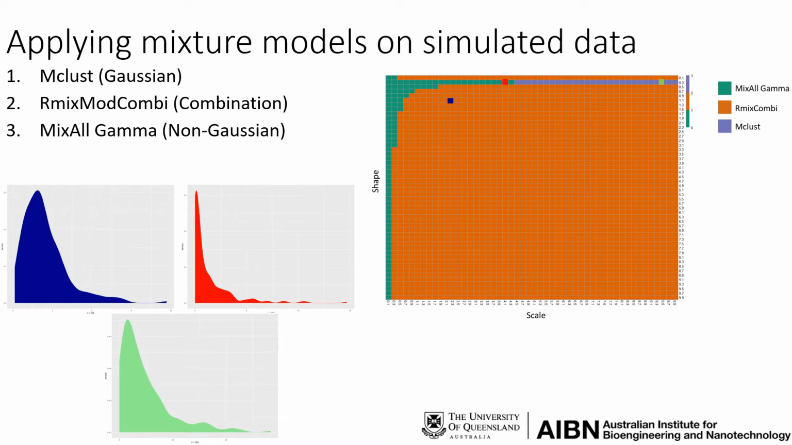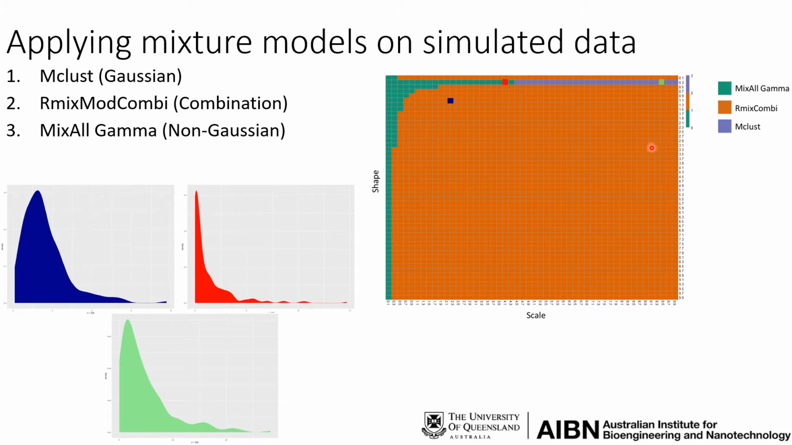So the first thing we did was simulate a whole bunch of gamma distributions, and we then used three separate packages to determine the best model: mclust, R mixed mod combi, and mixall gamma. As you can see, for a majority of the genes, the best model assigned was from R mixed mod combi, and a couple of them were determined by mclust and also by mixall gamma.